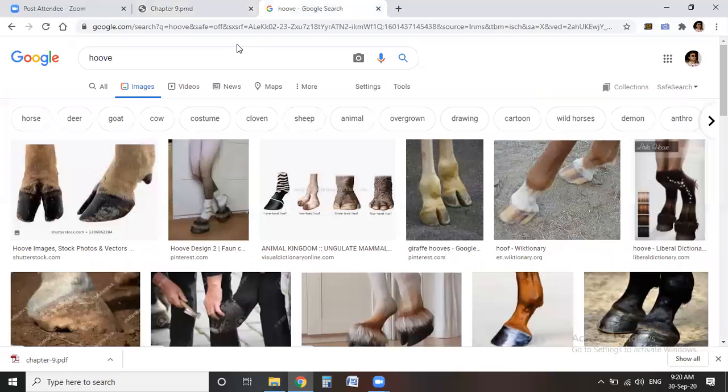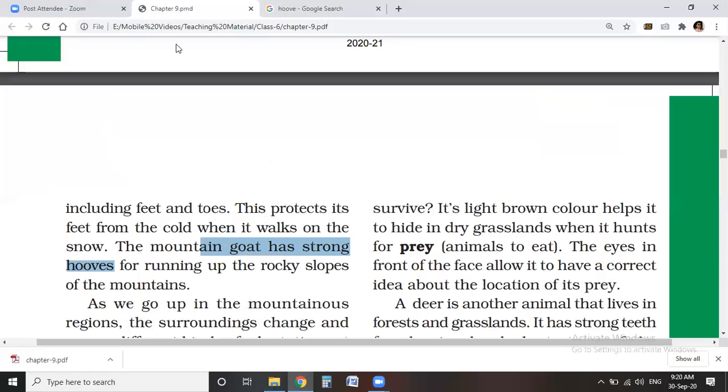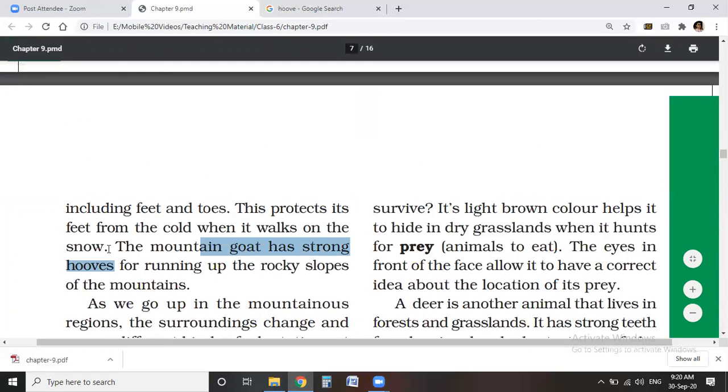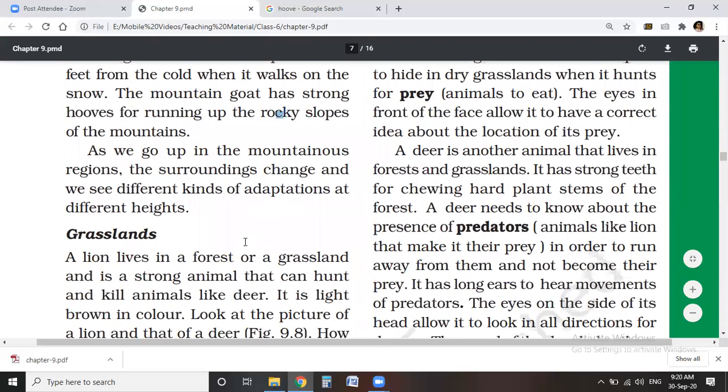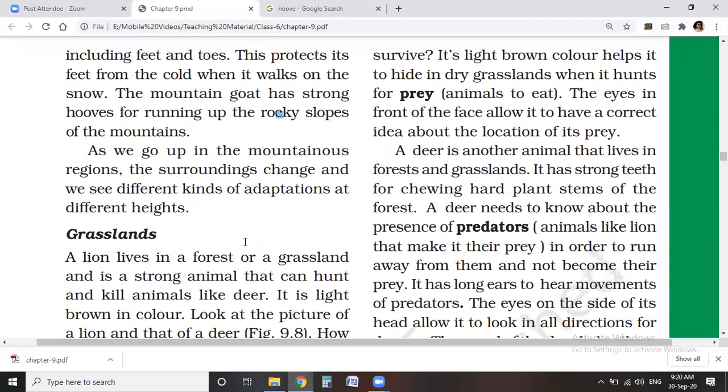Strong hooves means these are the part of the legs. This is very hard, and we call it hooves. The mountain goat has very strong hooves for running on rocky slopes on the mountain. As I already told you, as we go up to the mountain region, the surroundings change continuously, and they have different kinds of adaptations at different heights of the mountain.